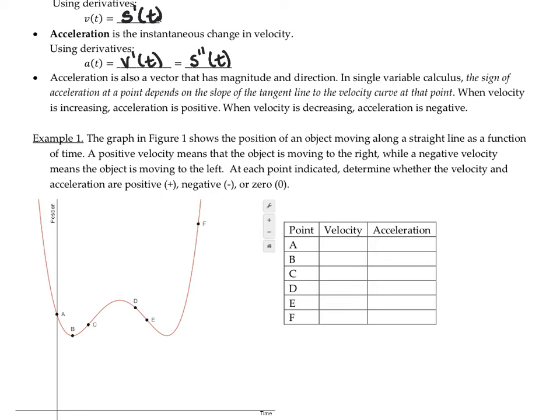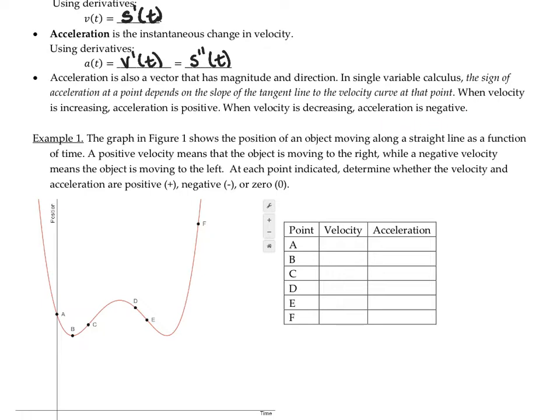Now, something to keep in mind both from a physics perspective and also for multivariable calculus is that acceleration, like velocity, is also a vector, so it has magnitude and direction. For us, the sign of the acceleration depends on the slope of the tangent line to the velocity. So if your velocity is increasing, so your velocity function has a positive slope, we will call that positive acceleration. And if your velocity is decreasing, we will call that negative acceleration.